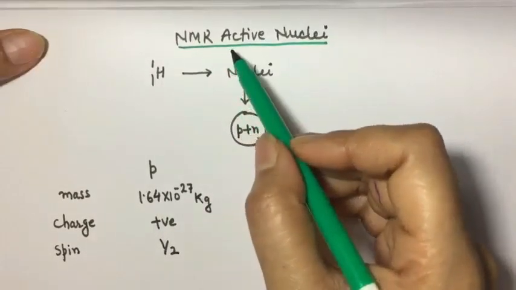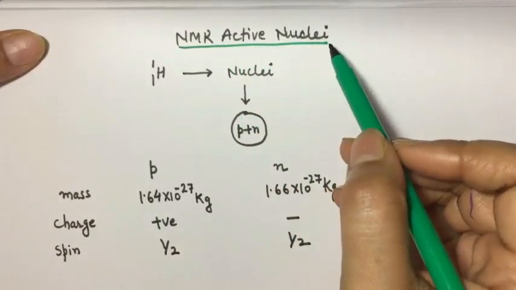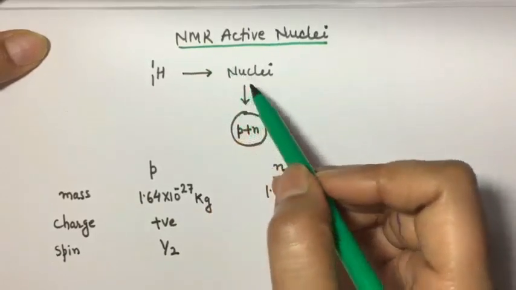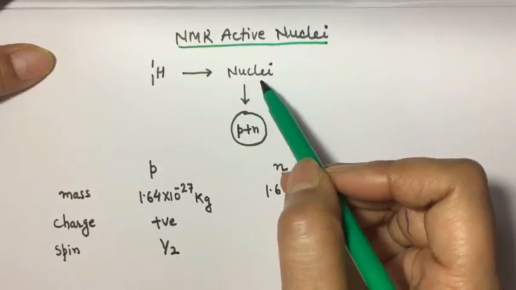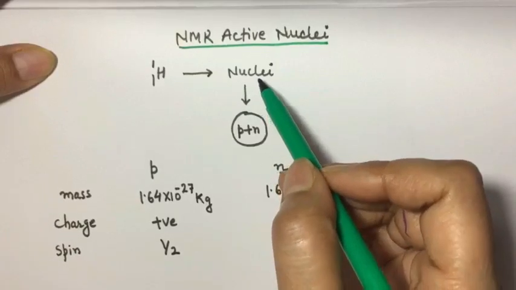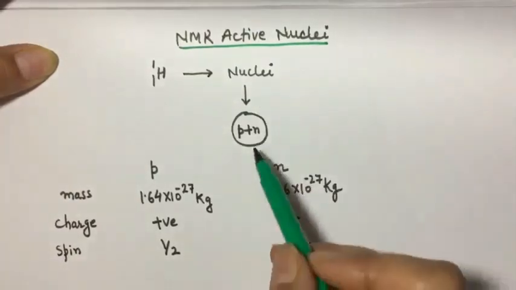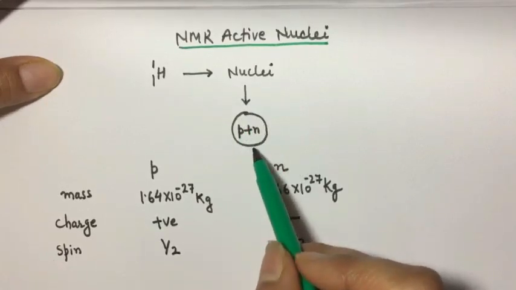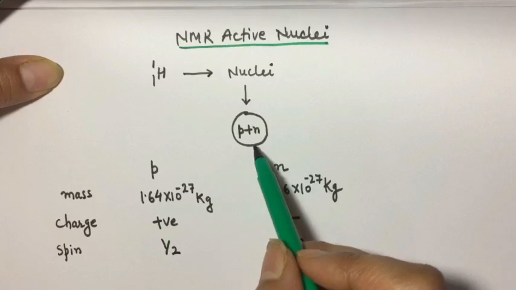Now we are going to discuss the NMR active nuclei. All atoms have nuclei. Each nucleus comprises protons and neutrons. Before discussing the properties of the nuclei, it is essential to know about protons and neutrons too.